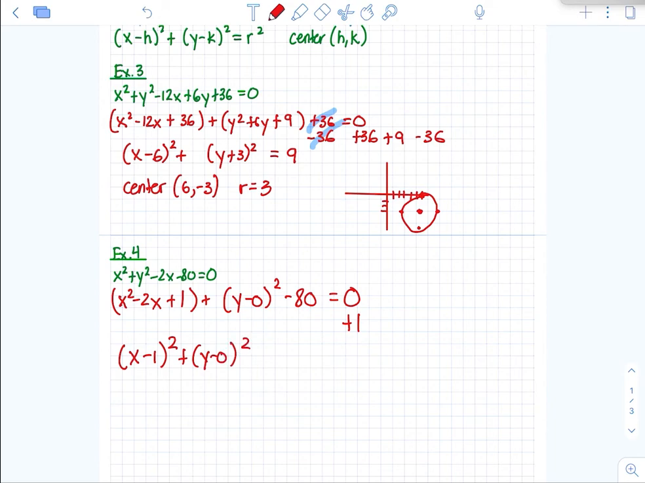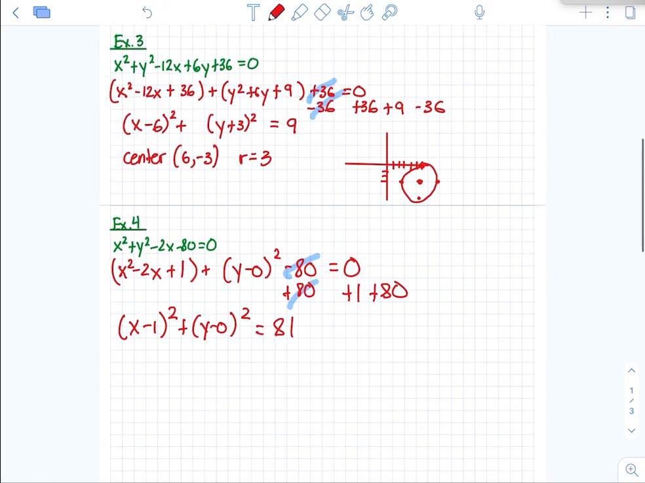Now for this, we've got to get rid of that, so we need to move it to the right-hand side. So add 80 to this side, which means we have to add 80 to that side. These cancel, so we just have equals 80 plus 1, which is 81. Here's our circle form. So now we can find our center. Since that says negative 1, this is going to be 1, and that's just 0. So the center is 1 comma 0.